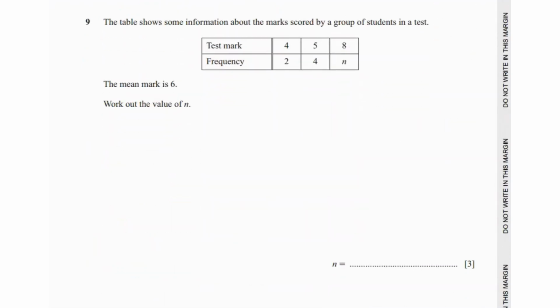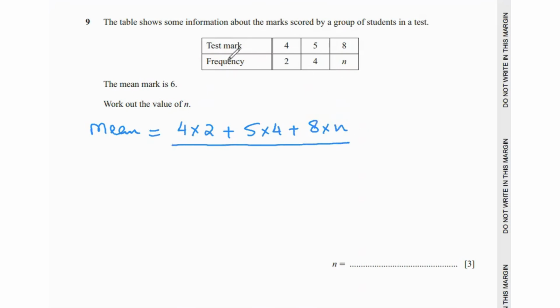Question 9 says the table shows some information about the marks scored by a group of students in a test. We have the test mark and the corresponding frequency. The mean mark is 6. Work out the value of n. So this is for average. Whenever we're trying to find the mean or average for a data set, over here we have these values. What we do is we times the test mark in this case with the frequency and then add the result. So what we do is 4 times 2, then plus 5 times 4, then plus 8 times n. And then divided by the total frequency, which is 2 plus 4 plus n.